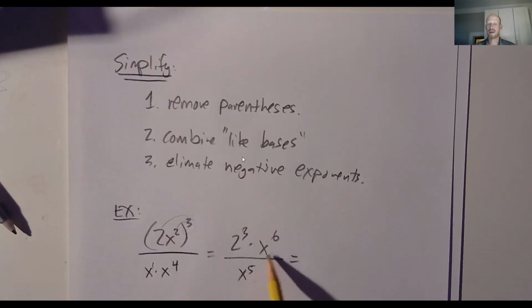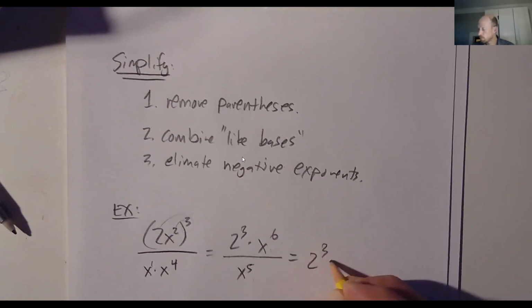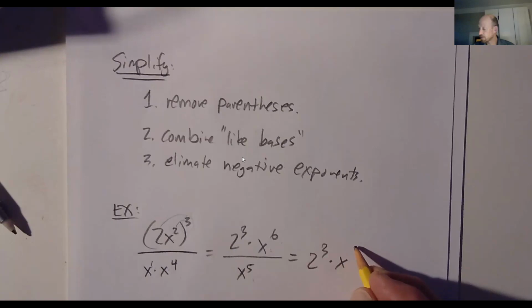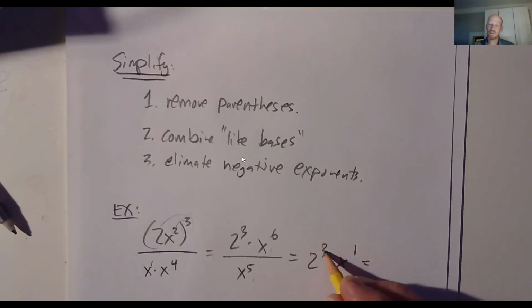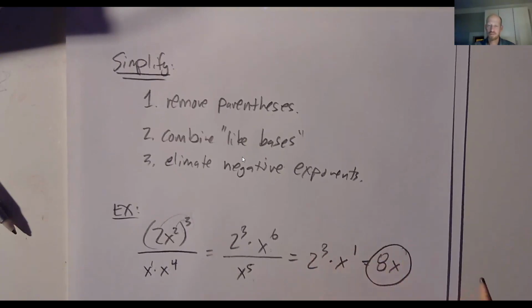Here I'm going to subtract the exponent. x to the 6 minus 5 is 1. And this is a good answer. If you want to, you can write that out as 8x. But this also meets all of our requirements.